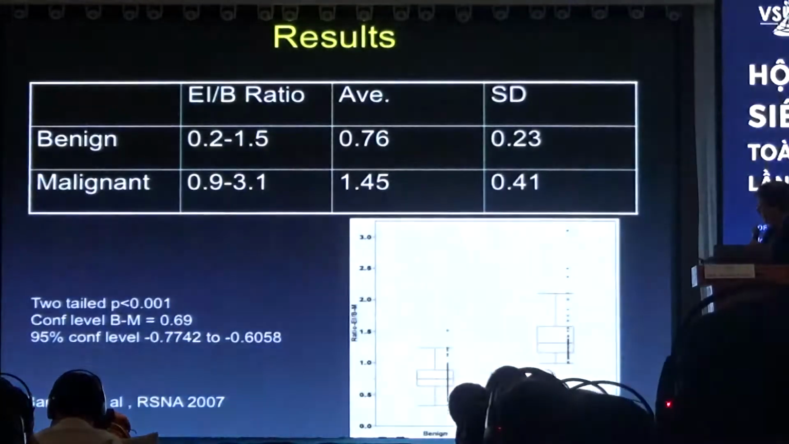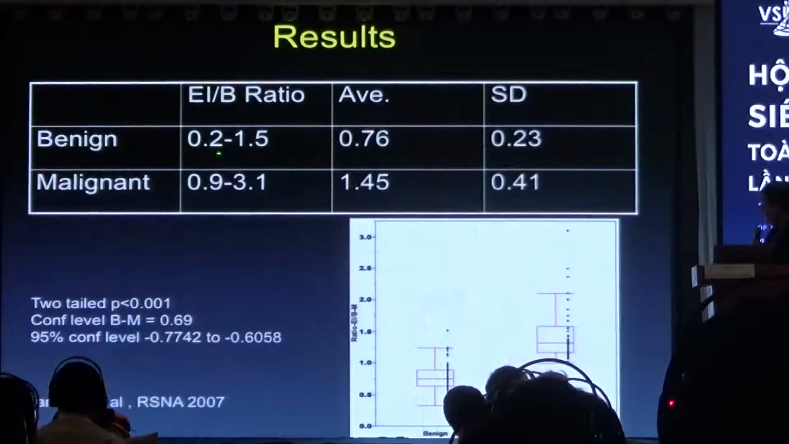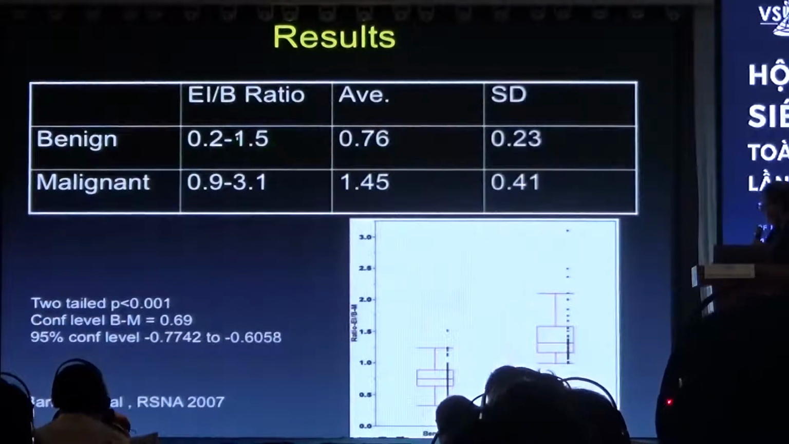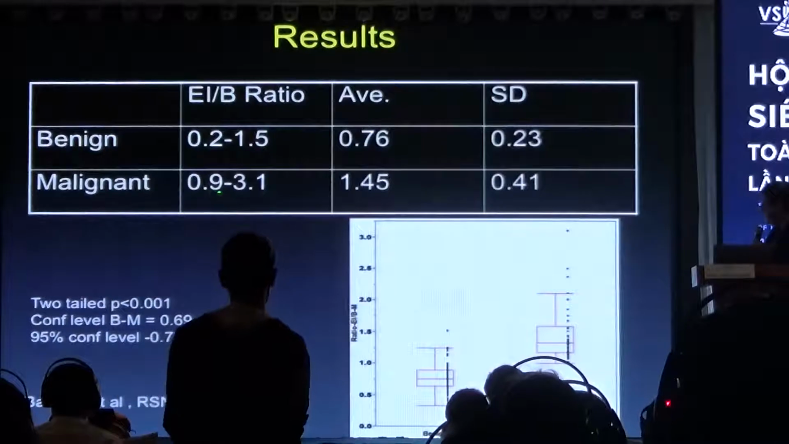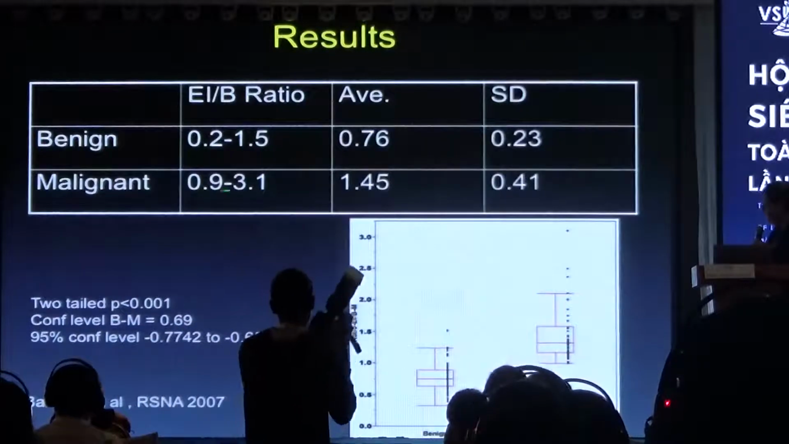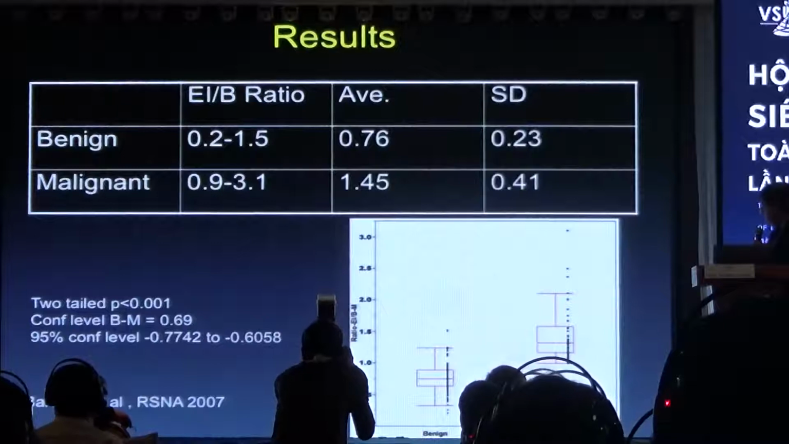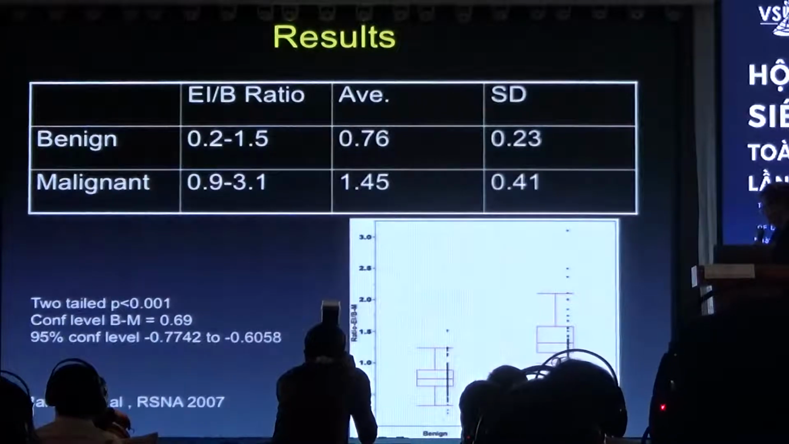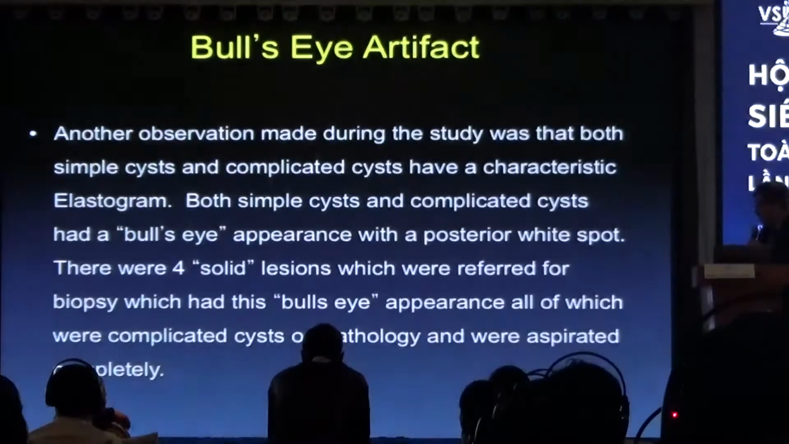And if we look at the ratio, the benign lesions went from 0.2 to 1.5. Again, we had 3 cases that were above 1. And all the malignant lesions were 0.9 to 3.1. I'm sorry, we had 3 cases that had a ratio of less than 1. And these are the scatter plots. And you can see there's a pretty good separation between benign and malignant lesions.